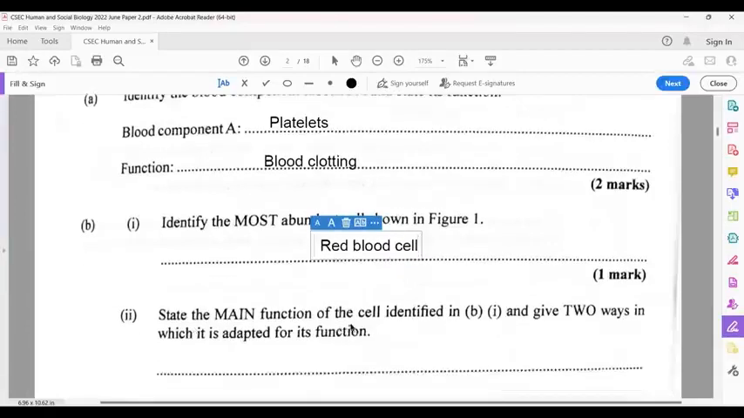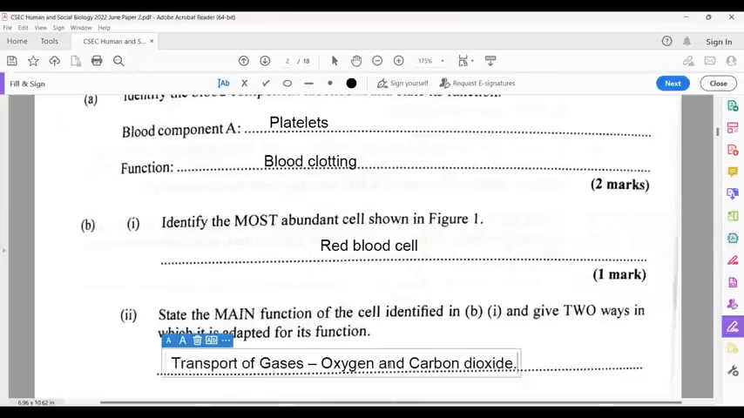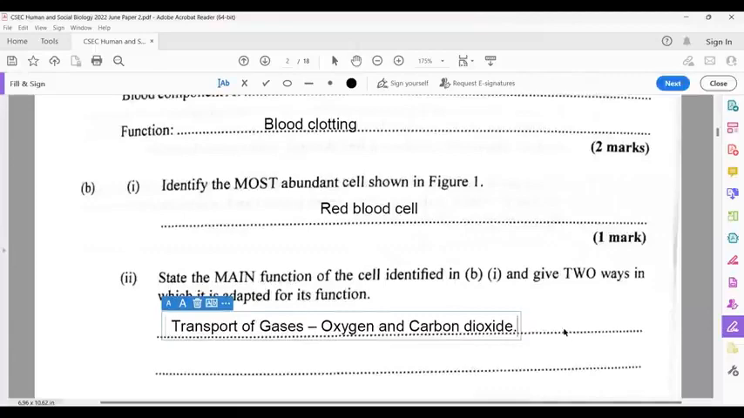State the main function of the cell identified in B1 and give 2 ways in which it is adapted to its function. The cell identified in B1 is red blood cells. What do they do? They transport gases, right? Carbon dioxide and oxygen. Carbon dioxide needs to go to the lungs to be expelled. Oxygen, you need to retrieve it from the lungs to send it around the body.